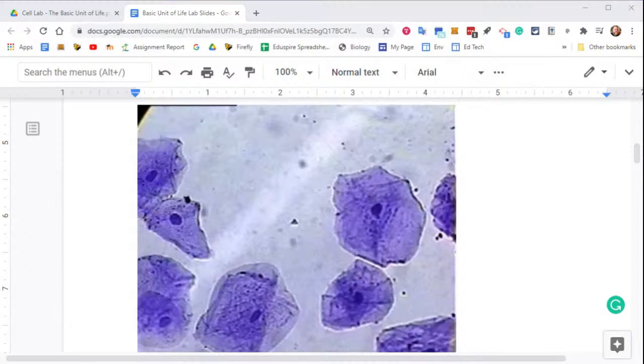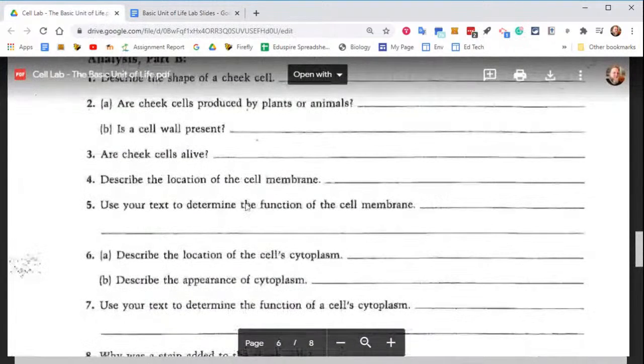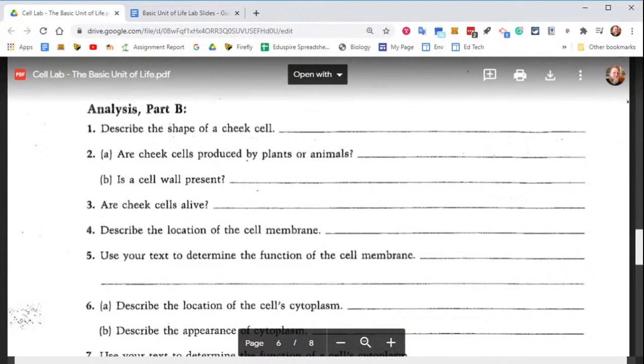So we're on the second. Oh, wait, you need your, okay, so we need the questions. If we jump to the questions, part B, here we go.